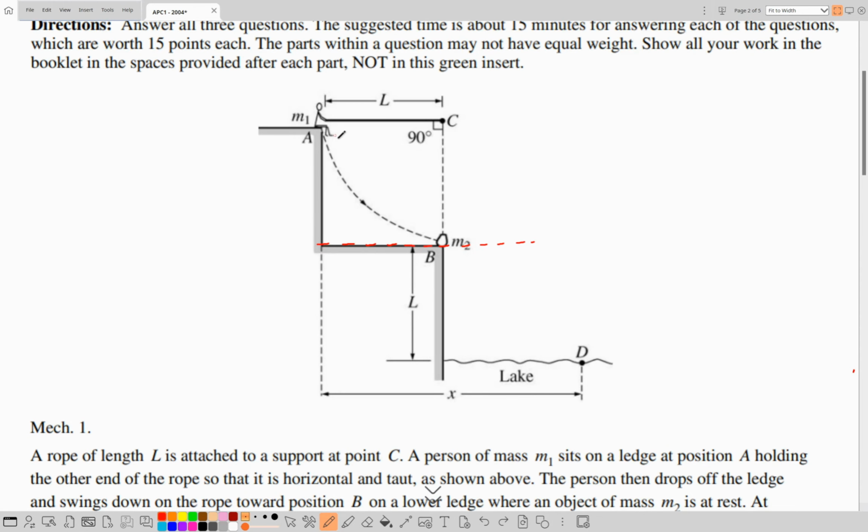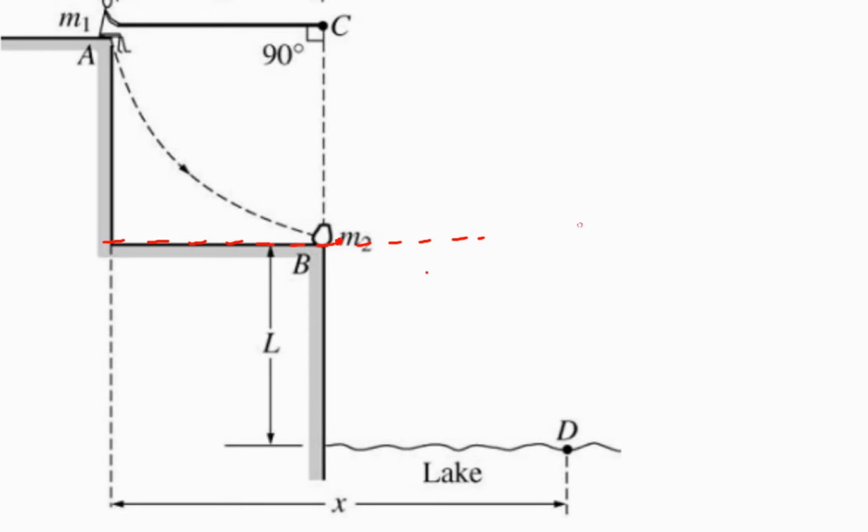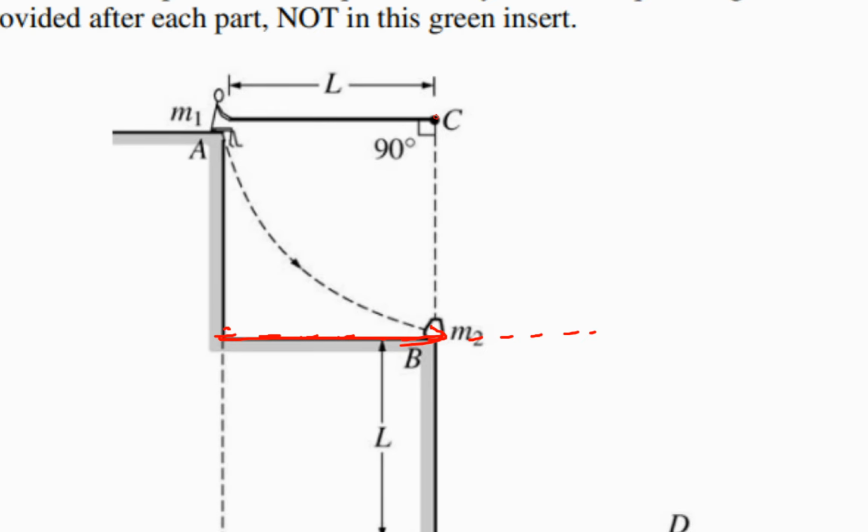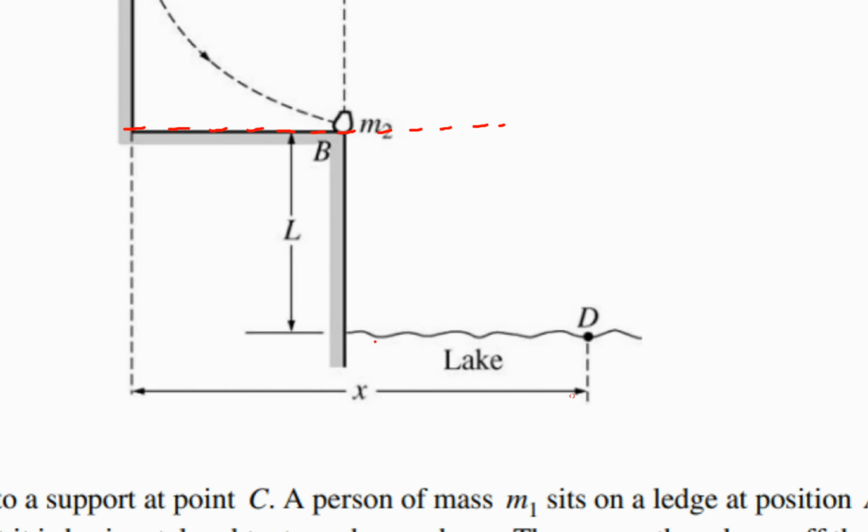Now we know that after the person and the object become one object, the motion from this point to point D is a projectile motion, governed by uniform varied motion under the influence of gravity, so the acceleration is g. Here we want to determine x. From this point to this point, that is basically L. So it's only sufficient to determine this distance, then we can add it to L and figure out what x is.